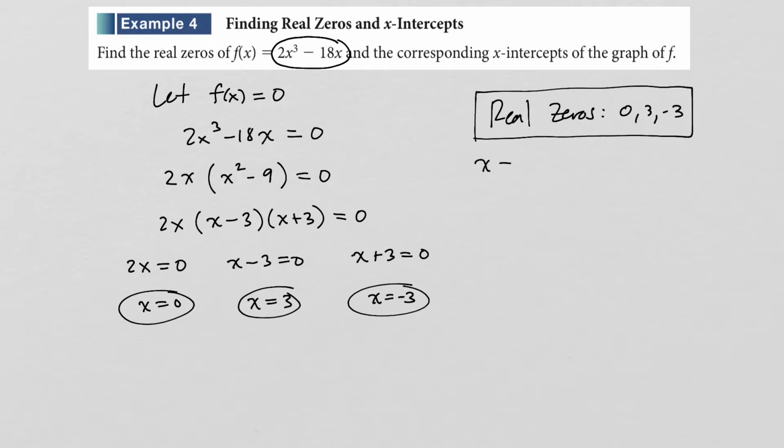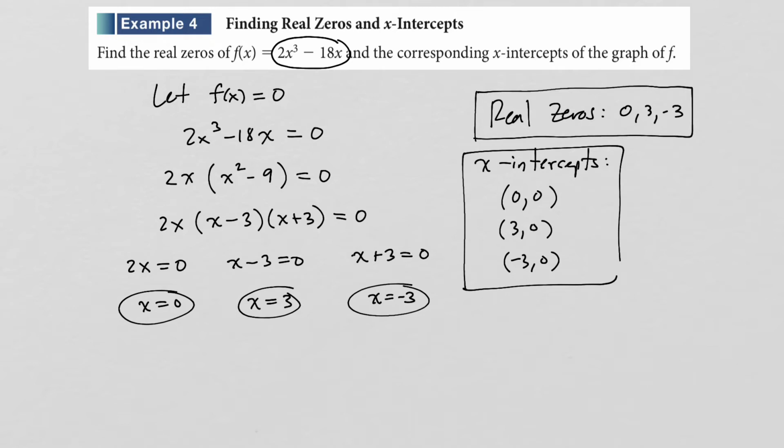And if I want to write those down as x-intercepts, I'm going to write that down as (0, 0), (3, 0), and (-3, 0). So for x-intercepts, you basically just take your real zeros, 0, 3, and -3, those become your x coordinates, and for x-intercepts, the y-coordinates are always 0.